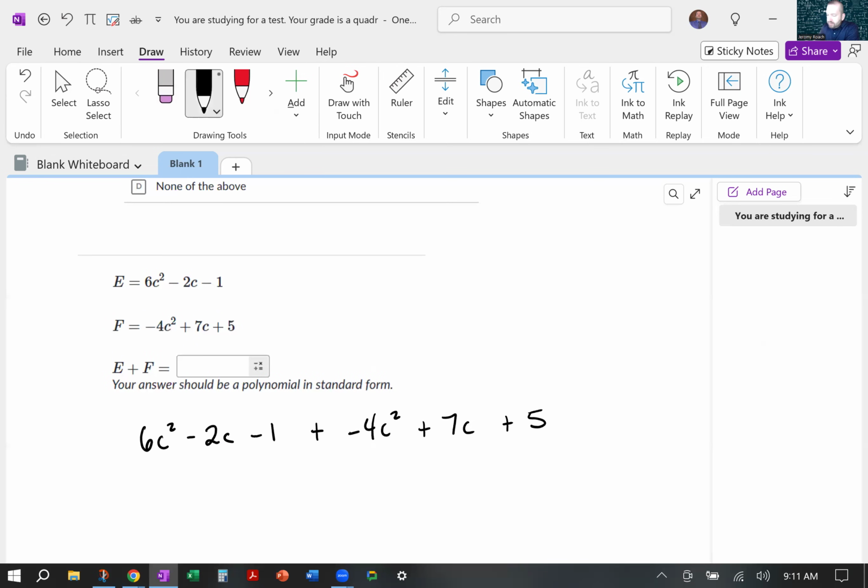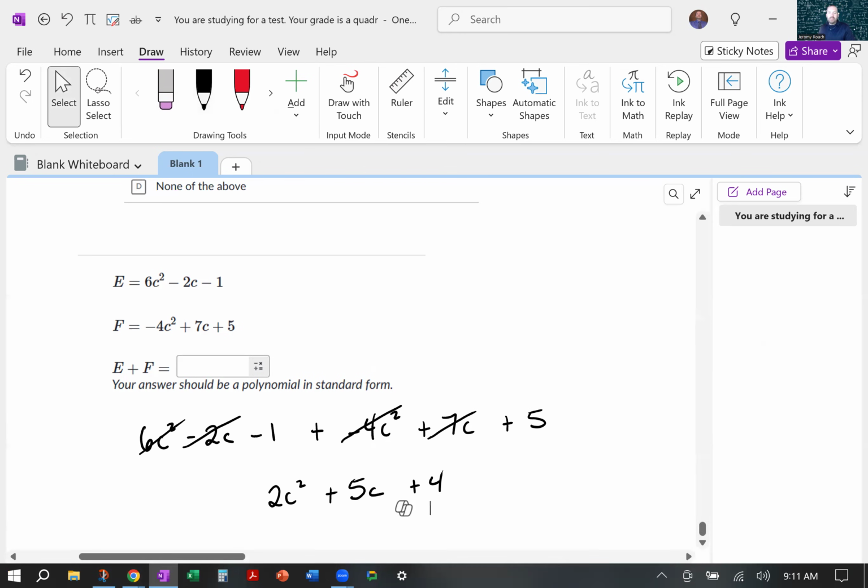6c squared minus 4c squared is 2c squared. We just cross those out. Negative 2c plus 7c is 5c. We cross those out. Negative 1 plus 5 is 4. So that's our final answer for that one. That one's not too bad. I think most people are very comfortable with combining like terms. I think that minus 1 from the beginning, though, is a little bit trickier with the parentheses.